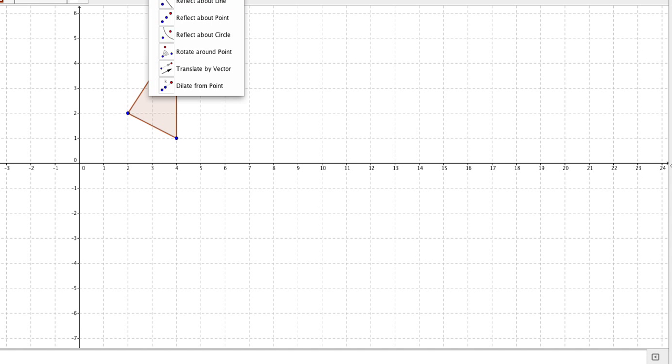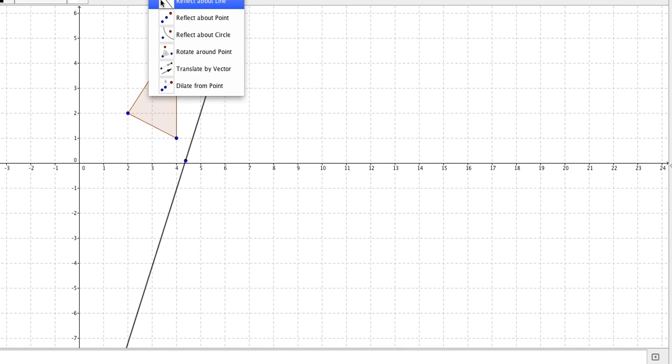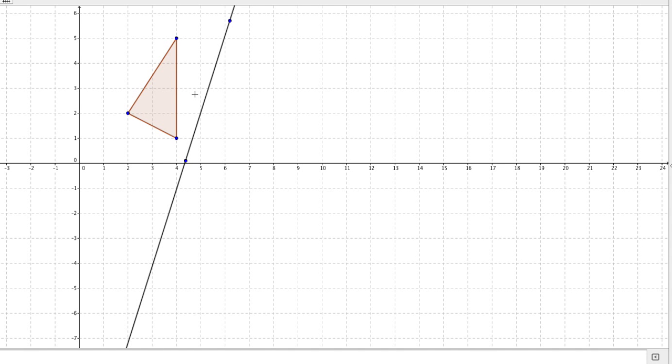Okay, and you want to reflect it over a line, and we create our line. Let's say we want to reflect it over this line right here. Remember, in reflection we want to flip our triangle over that line, just like a mirror image. So if I reflect it over that line, I simply get my triangle, choose the line of reflection, which is this one, and that is the mirror image of this particular triangle.